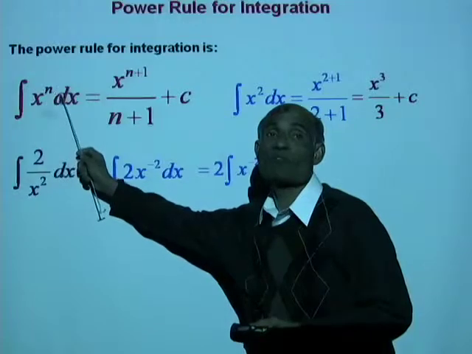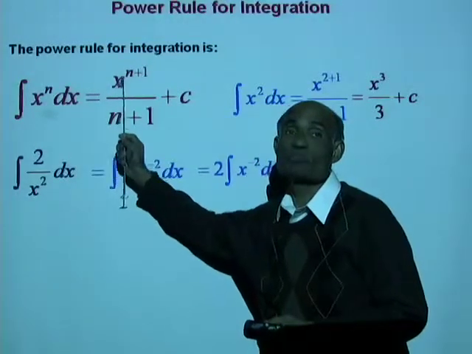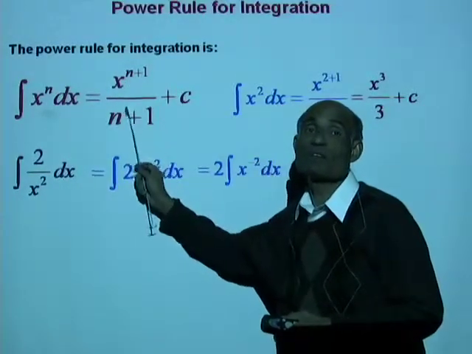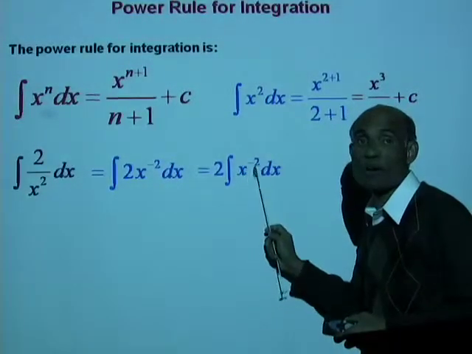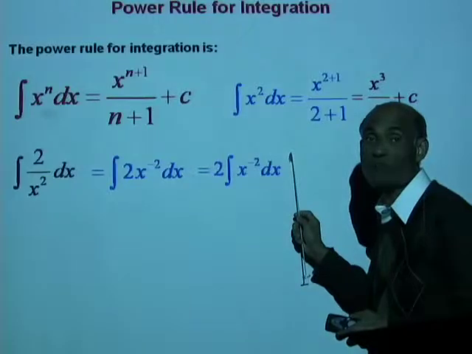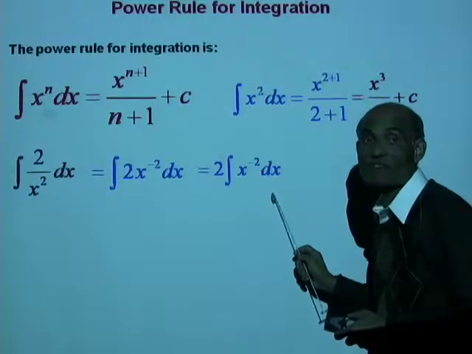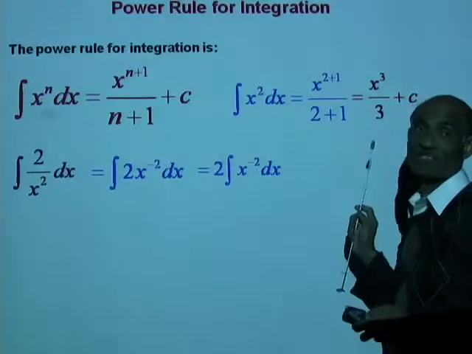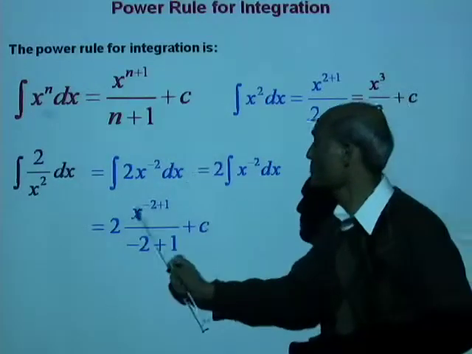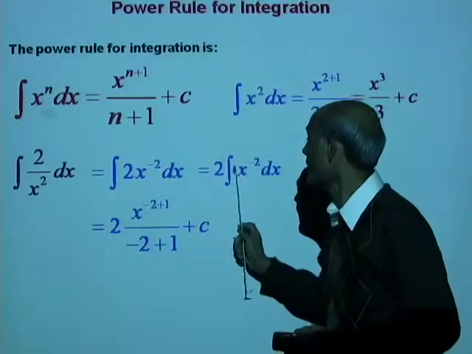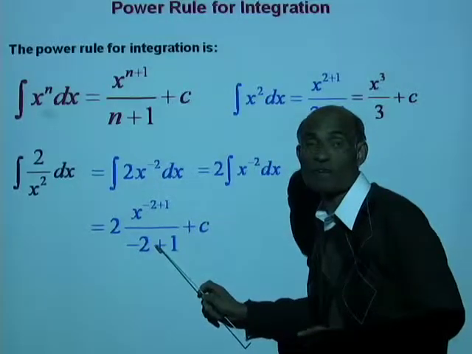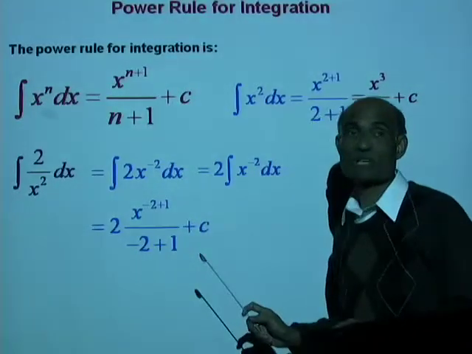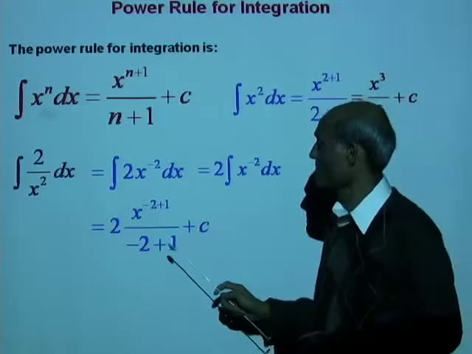Integral x to the power of n dx is x to the power of n plus 1 over n plus 1 plus c. So this will be x to the power of negative 2 plus 1 divided by negative 2 plus 1 plus c. There you go. So that 2 there, 2 times x to the power of negative 2 plus 1 over negative 2 plus 1 plus c. What is that equal to?